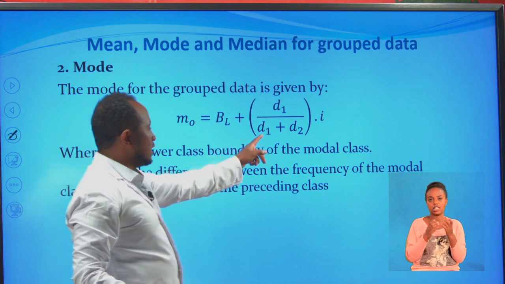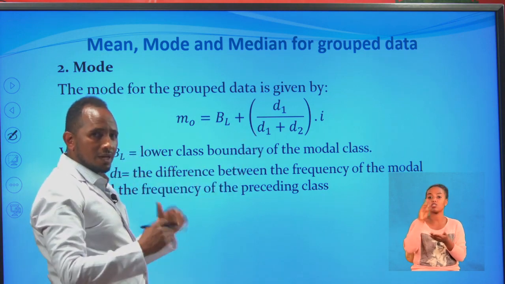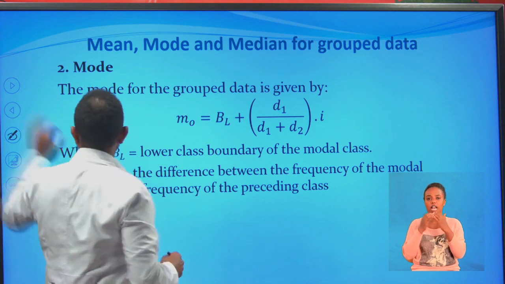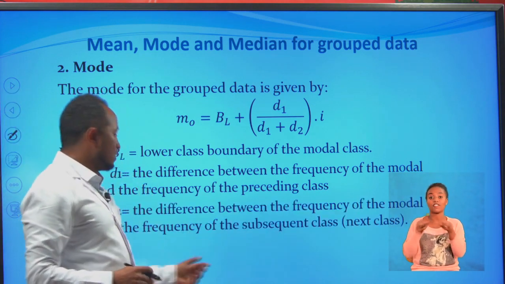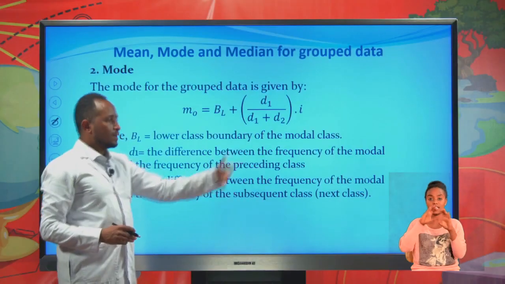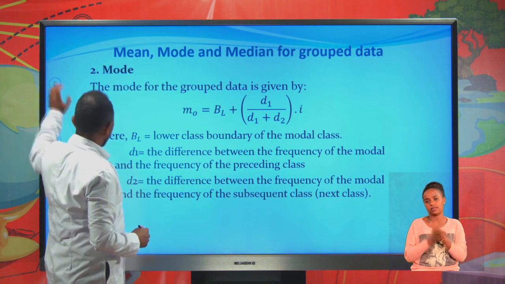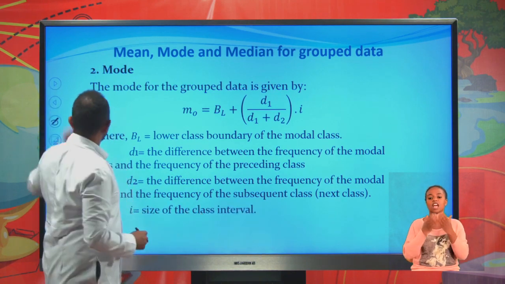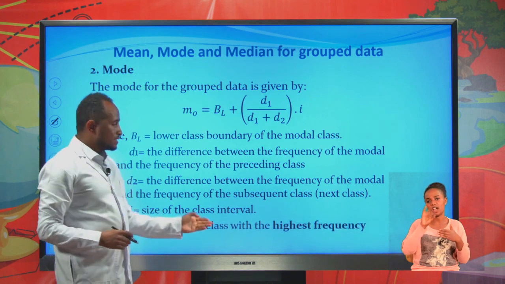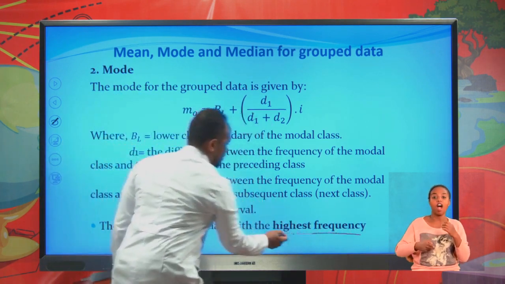D1 is the difference between the frequency of the modal class and the class preceding it. And D2 is the difference between the frequency of the modal class and the next class, or the succeeding class. And I is the size of the class interval. And the modal class is the class with the highest frequency.